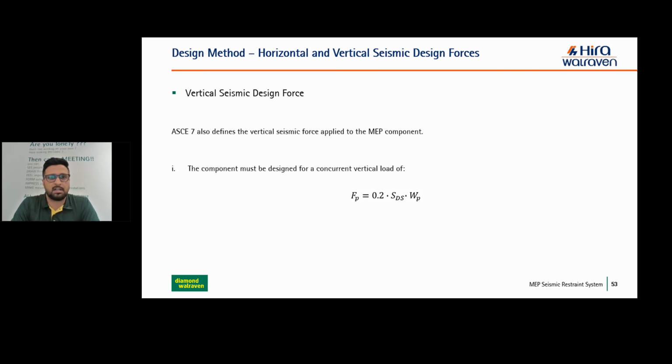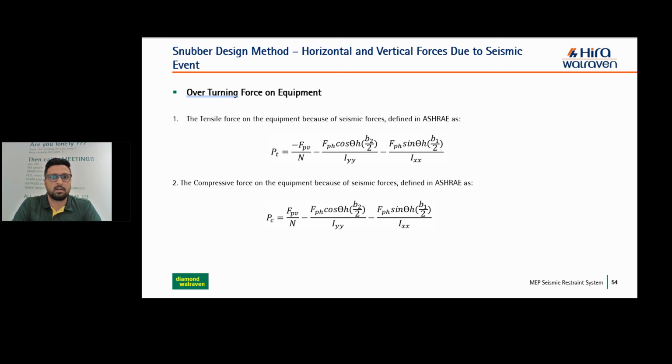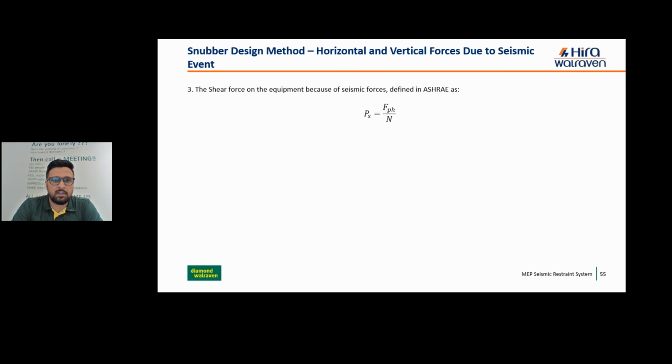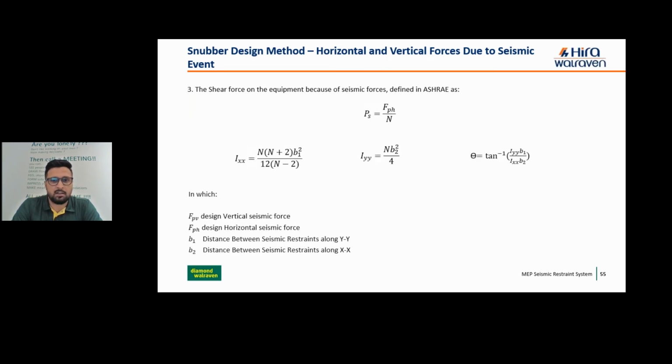Then after all this bracing for the suspended services, we have overturning force calculation for the equipment. It is recommended by ASHRAE that if we have some tensile force calculation, then we can use this relation. And if we have compressive forces, then we can use another relation to calculate any kind of overturning force on the equipment. The shear force on the equipment because of seismic forces is defined in ASHRAE using this relation. Then we have shear forces as well, defined and recommended by ASHRAE, which need to be checked for the anchors and the devices. We need to do these calculations and check which snubber model is applicable under this load, based on the snubber load rating.